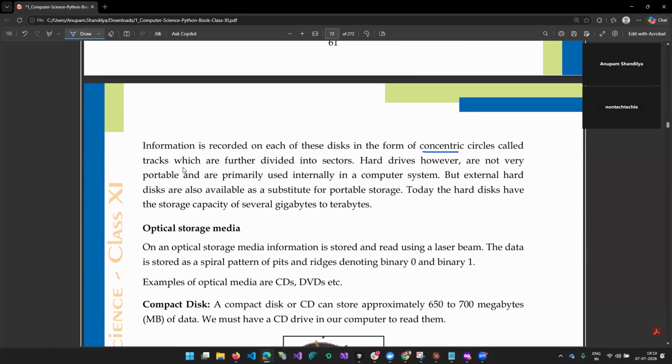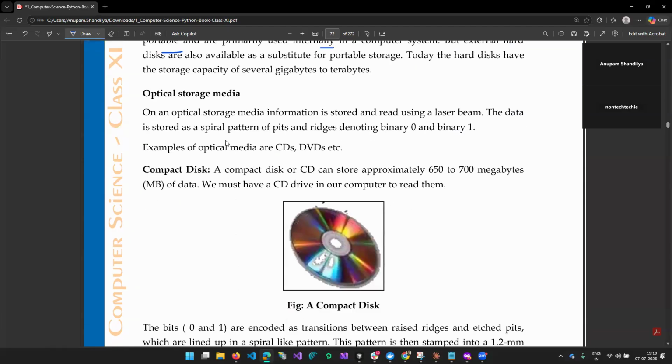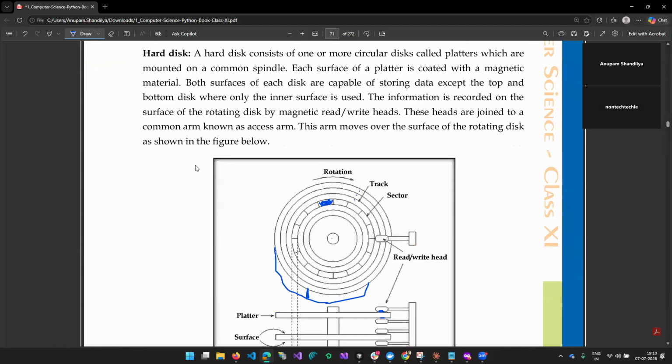Concentric circles, sectors we have seen. They are not very portable and primarily used internally, but external ones are also there. So these were the magnetic media.